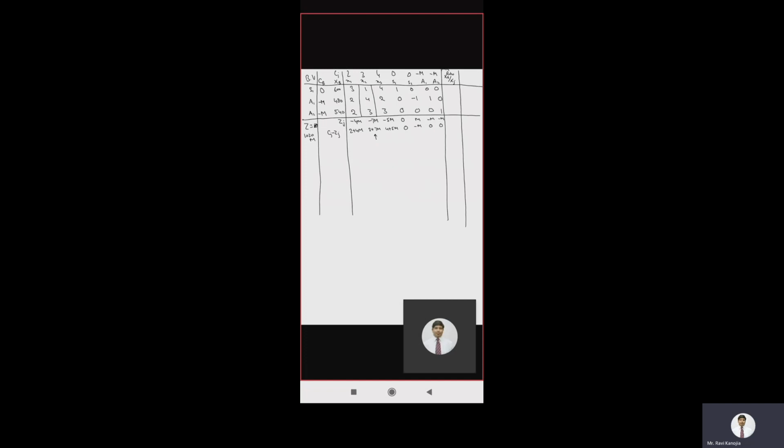So let's see. We have 600 by 1, that is 600. We have 480 by 4, so that is 120, I guess. Right? And then we have 540 by 3, that is 180. So that is 180 I have. So the leaving variable is a1. So a1 will move out.